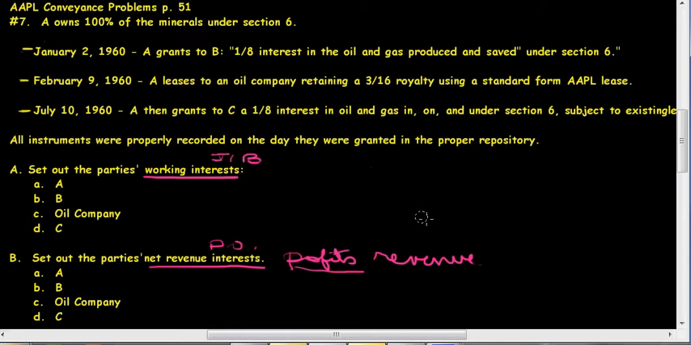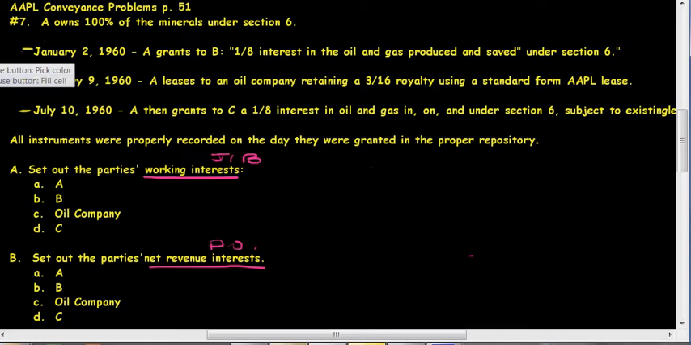All right, so number 7 reads, A owns 100% of the minerals under Section 6. So A owns 100% of the minerals. And then it gives us 3 separate transactions, three separate things that happened on 3 separate dates. First of all, A grants to B a 1/8 interest in the oil and gas produced and saved. So right away we know that this is a royalty interest. And that happens on January 2nd, 1960.